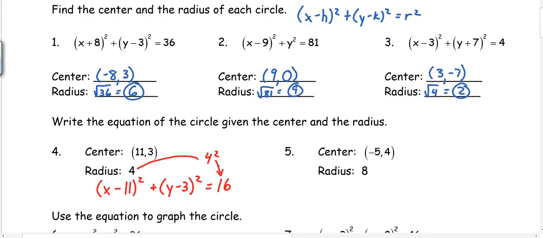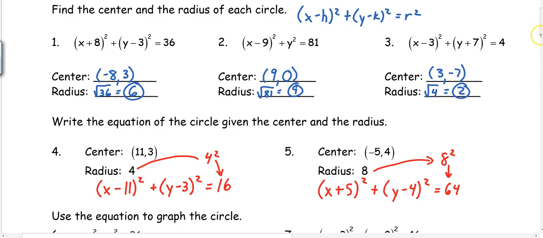So in number 5, my center is at -5, 4, and my radius is 8. So my equation here would be (x + 5) squared, because I take the opposite sign, plus (y - 4) squared equals, and we need to do 8 squared, and we get 64.